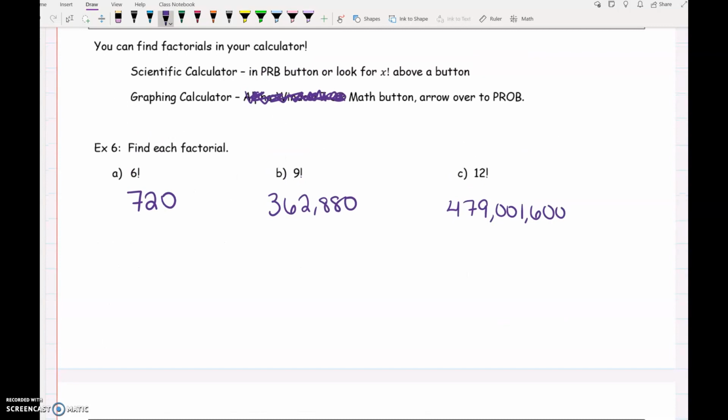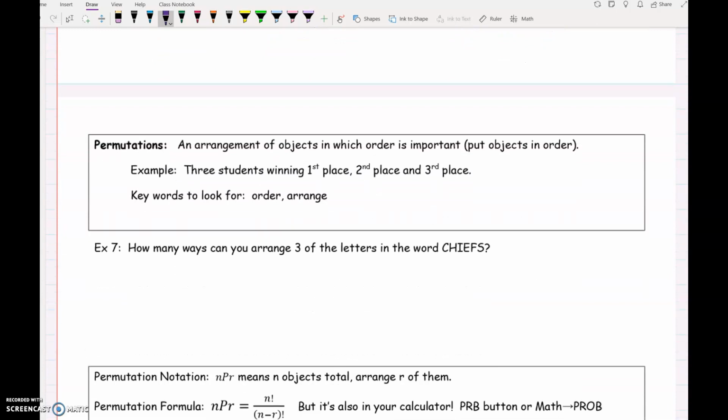Say I asked you to take the word, I don't know, Gilmore. There's 7 letters in that word. If I wanted to, how many ways can you arrange the letters of the word Gilmore? You would do 7 factorial, and that would tell you how many ways you can arrange those letters. This leads us to permutations.